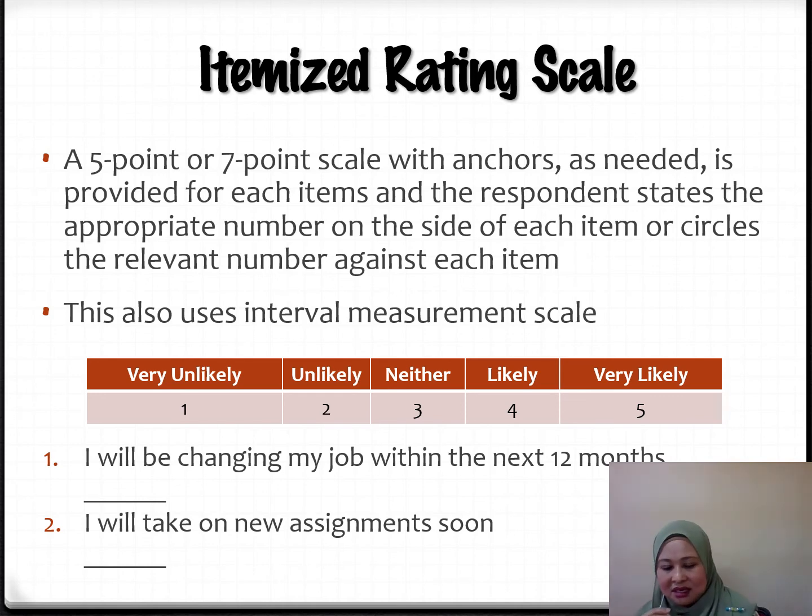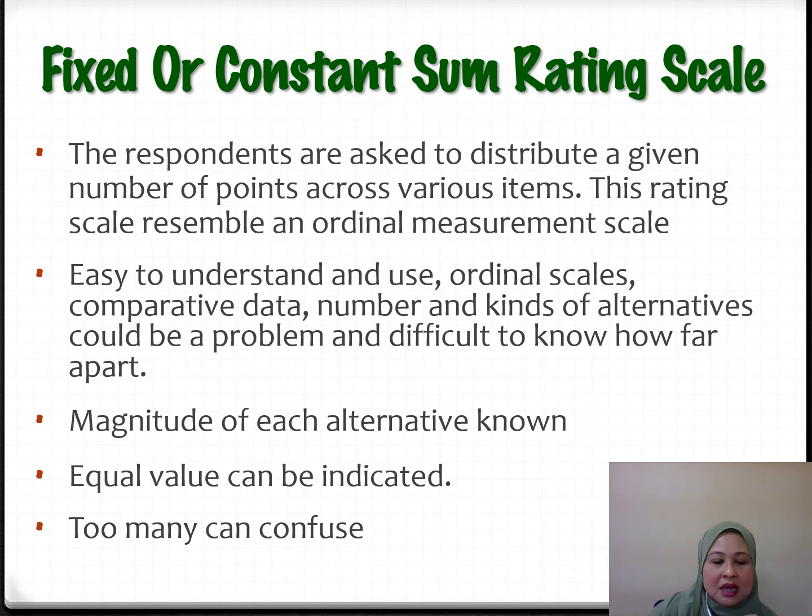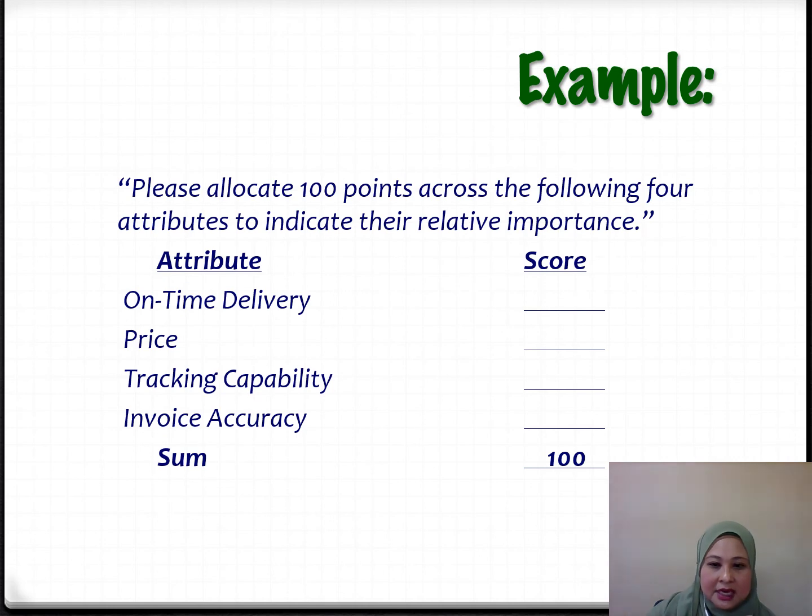Itemized rating scale. This is something like the Likert scale as well. Fixed or constant sum rating scale. For example, like this, you give a score. In total, the sum is 100. Please allocate 100 points across the following four attributes to indicate their relative importance when you are choosing the courier for your parcel.